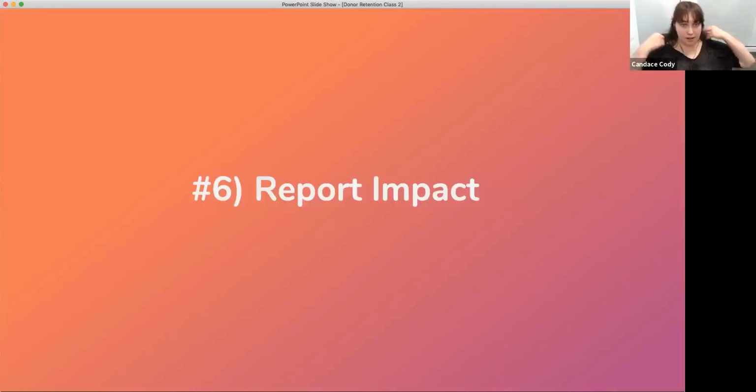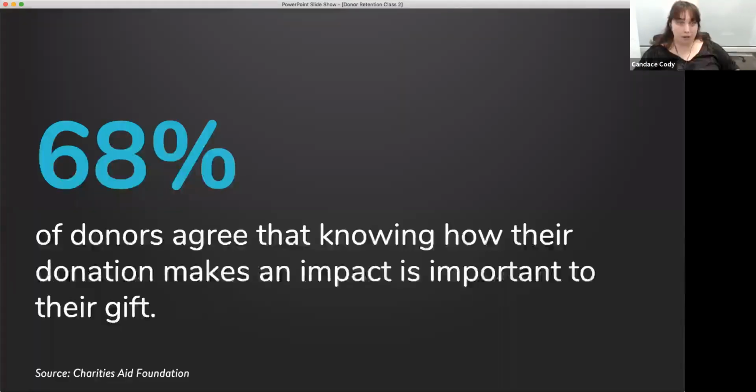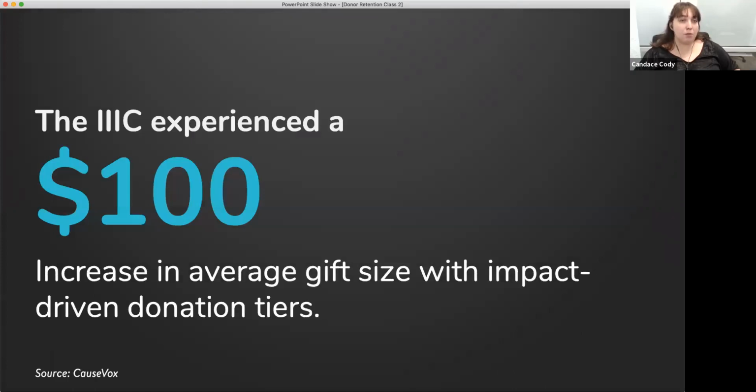All right, so number 6, we're gonna dive into reporting impact. 68% of donors agree that knowing how their donation makes an impact is important to their gift. This is from the Charities Aid Foundation. And we also saw that the Irish International Immigrant Center used this for their donation page, and they experienced a $100 increase in average gift size with impact-driven donation tiers, so giving levels that are directly tied to the impact that the donor is going to be creating when they give.